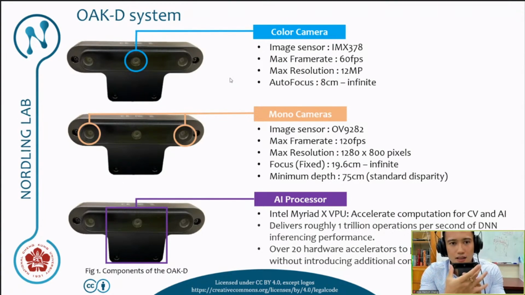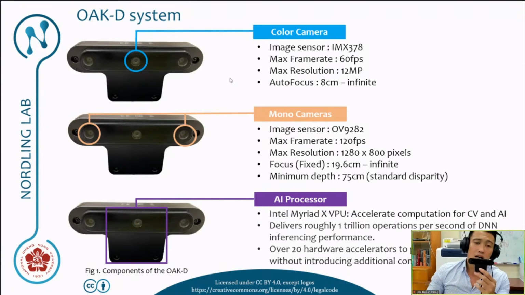It also has two cameras on the side, on the left and on the right. These are monochromatic cameras, so they can only record data in black and white. They have a resolution of 1280 by 800 pixels, and they can record data at a maximum of 120 frames per second. And inside the camera, we have the AI processor. This AI processor is the Intel Myriad X Visual Processing Unit, or VPU for short, which is used for accelerating computation for computer vision and AI.